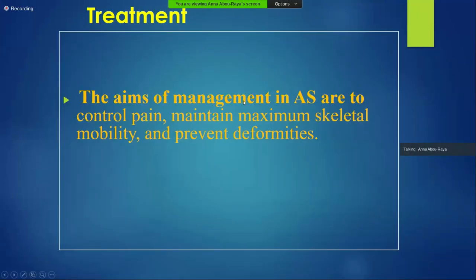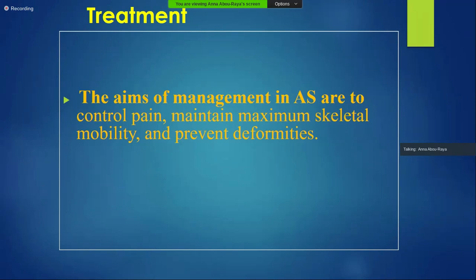Of course, shifting on to the treatment, what is our treatment management? How do we manage our patients? If I ask you in the clinical round after you have examined your patient, what will you do for your patient? You will tell me that my aim is to control the pain. As I told you, these people are usually quite miserable.